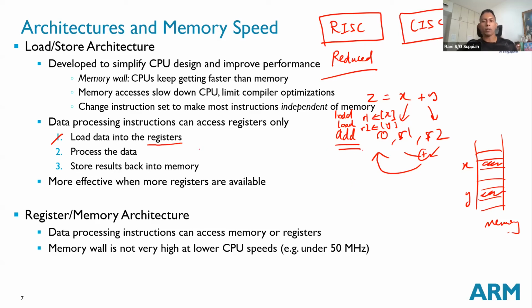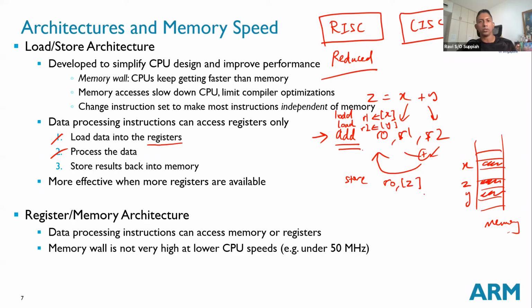Then I perform the operation, which is this. I do the add operation. So after I do the add, I have the result in R0. So maybe Z is over here, and I want to store back into Z. So after everything is done, I need to do a store, which is R0 into wherever Z is.